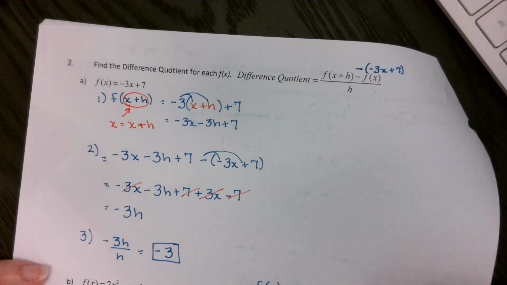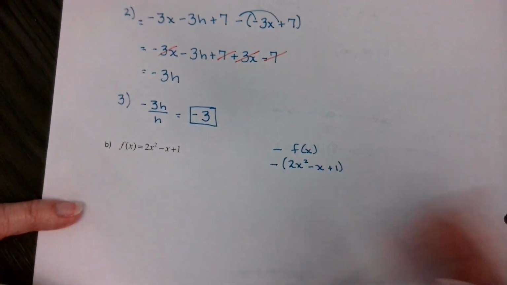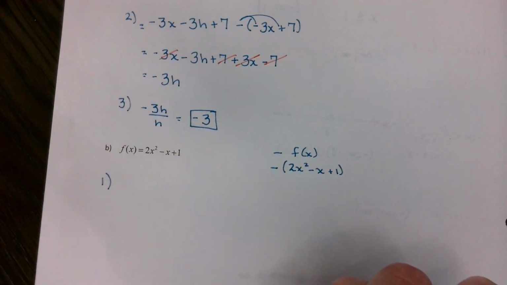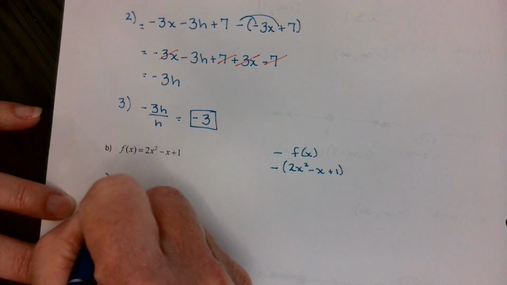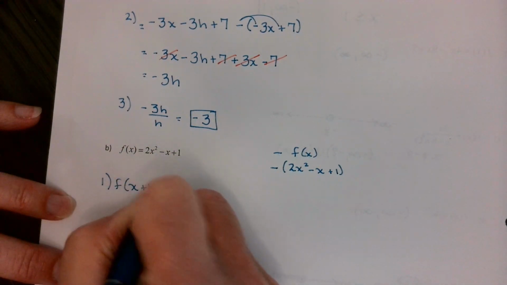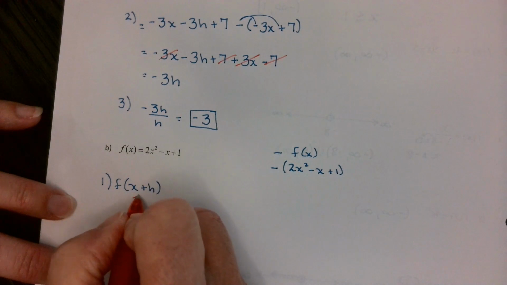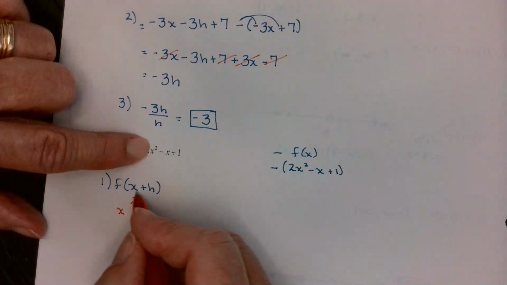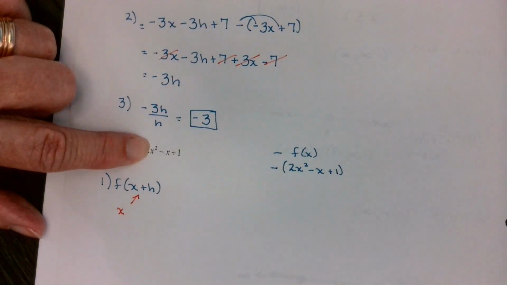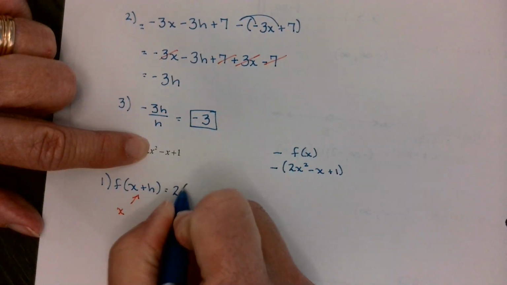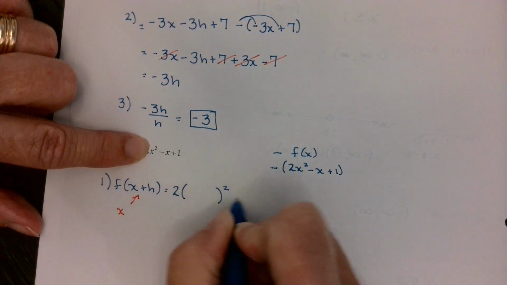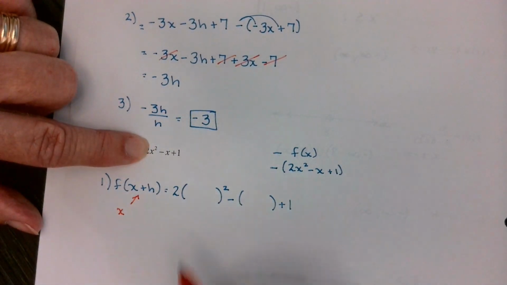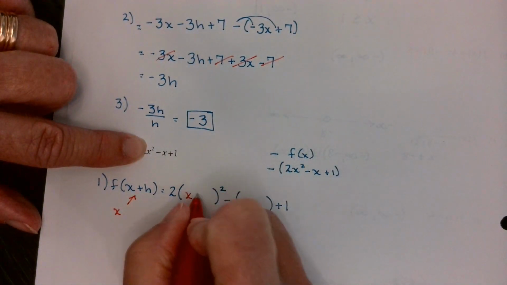Okay? We're going to do the exact same thing down here. The only thing here is that step 1 is the only place you really have to be careful about, because we have to say f of x plus h. Okay, this is what x is equal to. So wherever you see an x, you're going to replace it with x plus h. So you have 2 times whatever x is squared minus whatever x is plus 1. Okay, in this case, our x is x plus h.